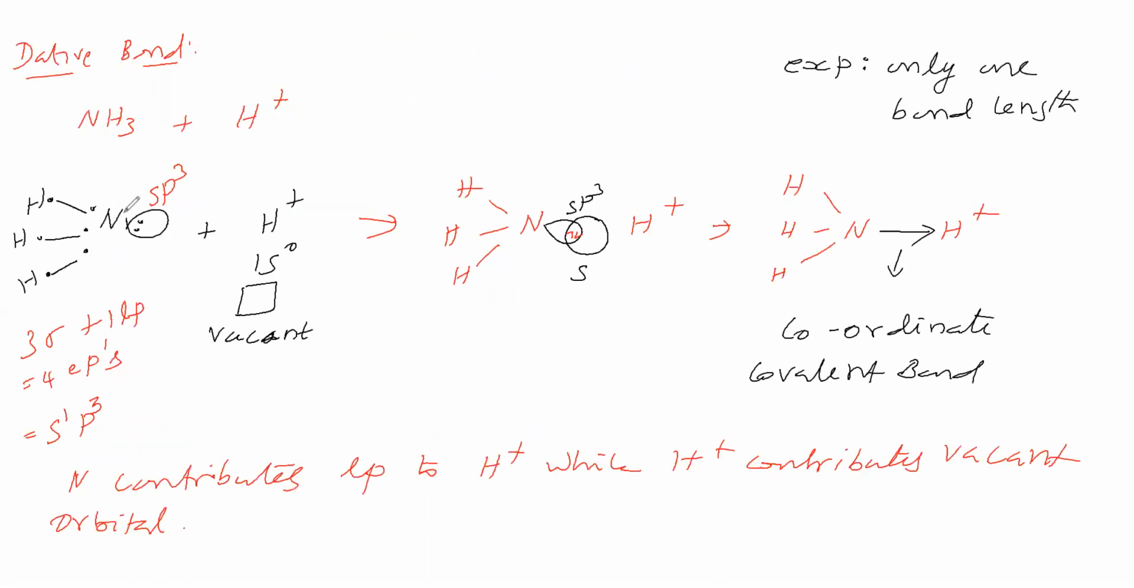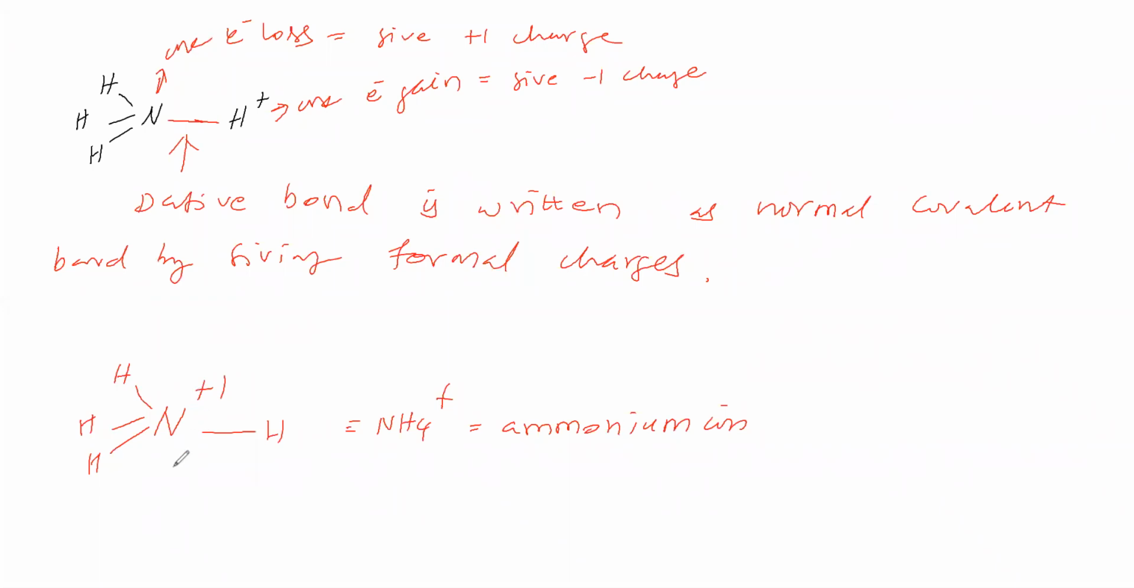That we'll see. Now this nitrogen is undergoing sp3 hybridization. So if we take this bond, this is a sigma bond. This sigma bond is formed by nitrogen sp3 orbital and hydrogen s orbital, isn't it? In the same way, this bond is also formed by nitrogen sp3 orbital and hydrogen s orbital. Therefore, we can say that all the four bonds have the same nature. Therefore, this species has only one bond length, we can say.